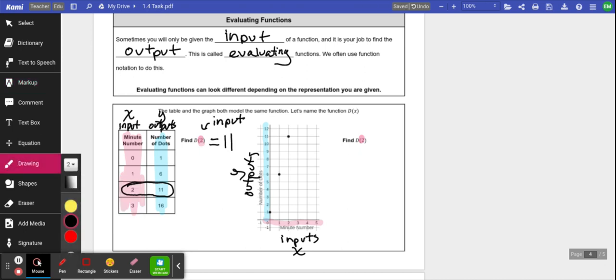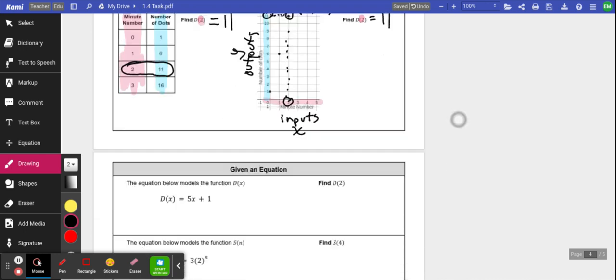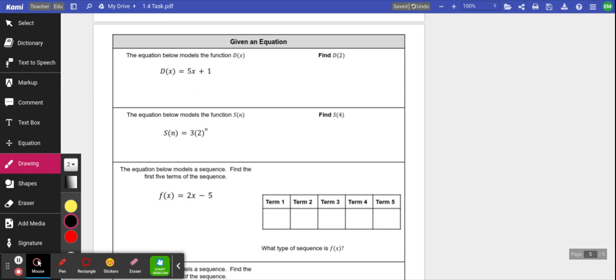Let's go here, and I'm going to say, well, here's a 2 as an input. So I'm going to follow that up until I get to a dot. And here is that point with an input of 2. And now I'm going to see what is the output at that point and follow it over to the y-axis, and there's my 11. So that's the point (2, 11), which means that d of 2 equals 11. Some of you might want to think about it like that, where the x value is 2 and the y value is 11 as an ordered pair. Same thing.